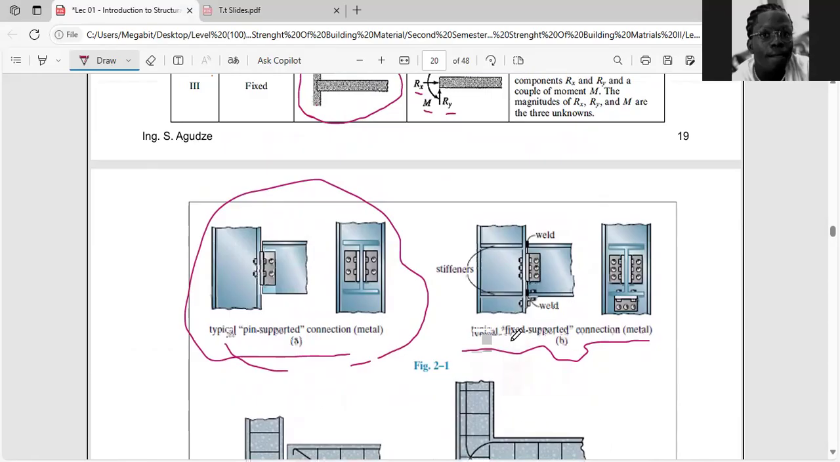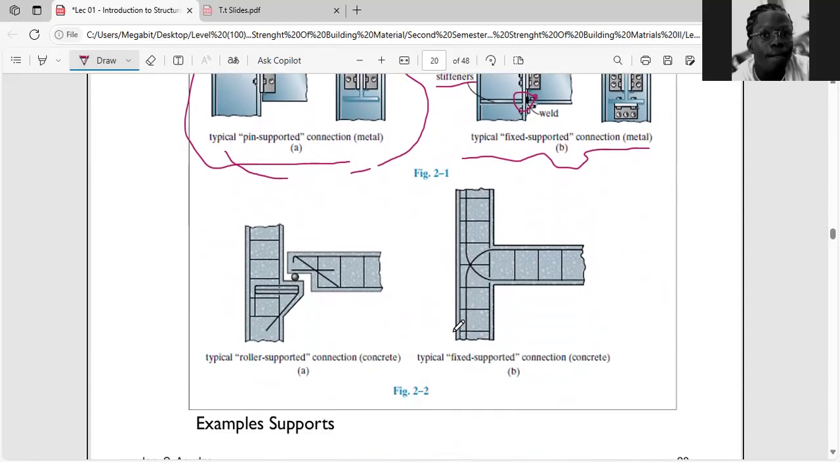You can see that for the typical fixed supported connection metal, it has been welded at this junction and has also been welded at this junction again. Now you can see that the stiffeners have also been placed over here to prevent movement. Okay, good.